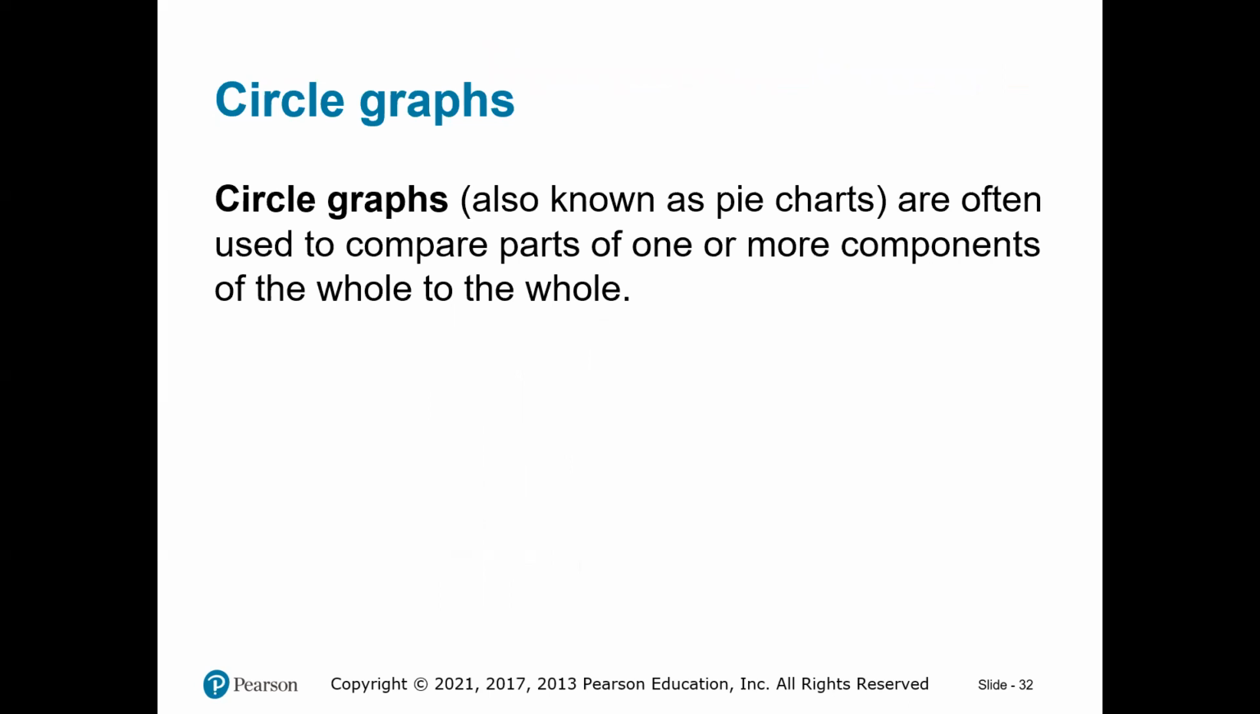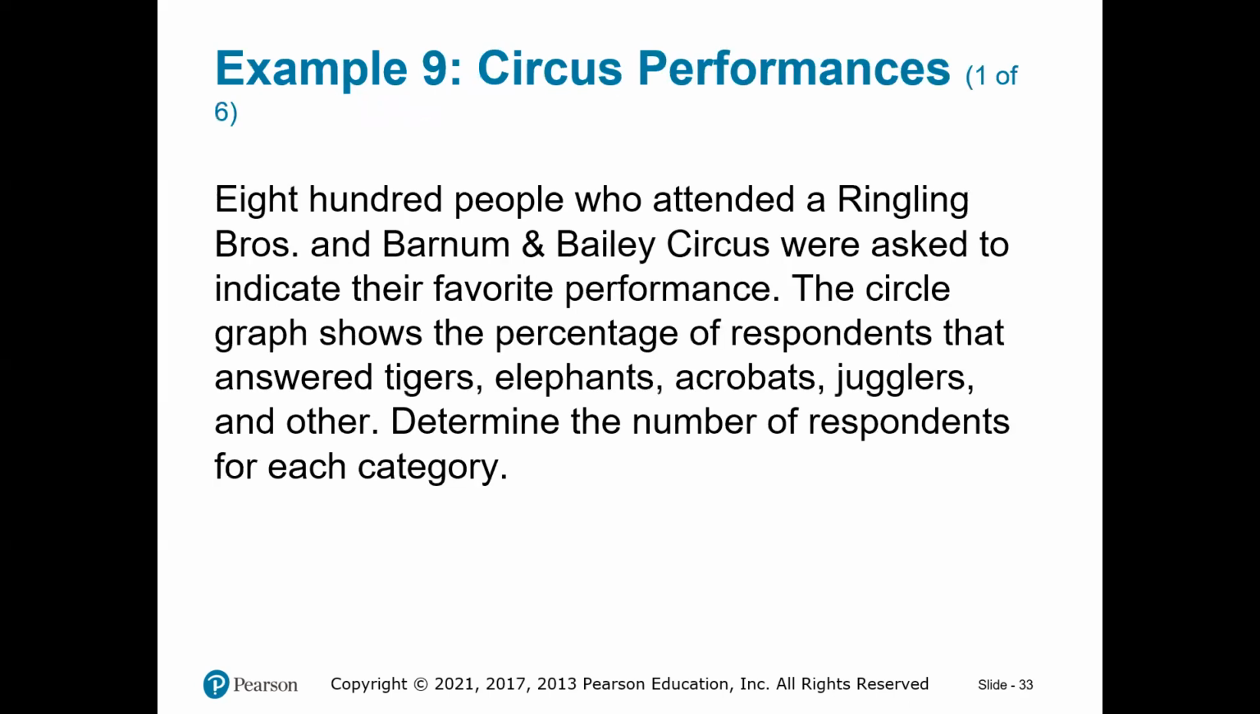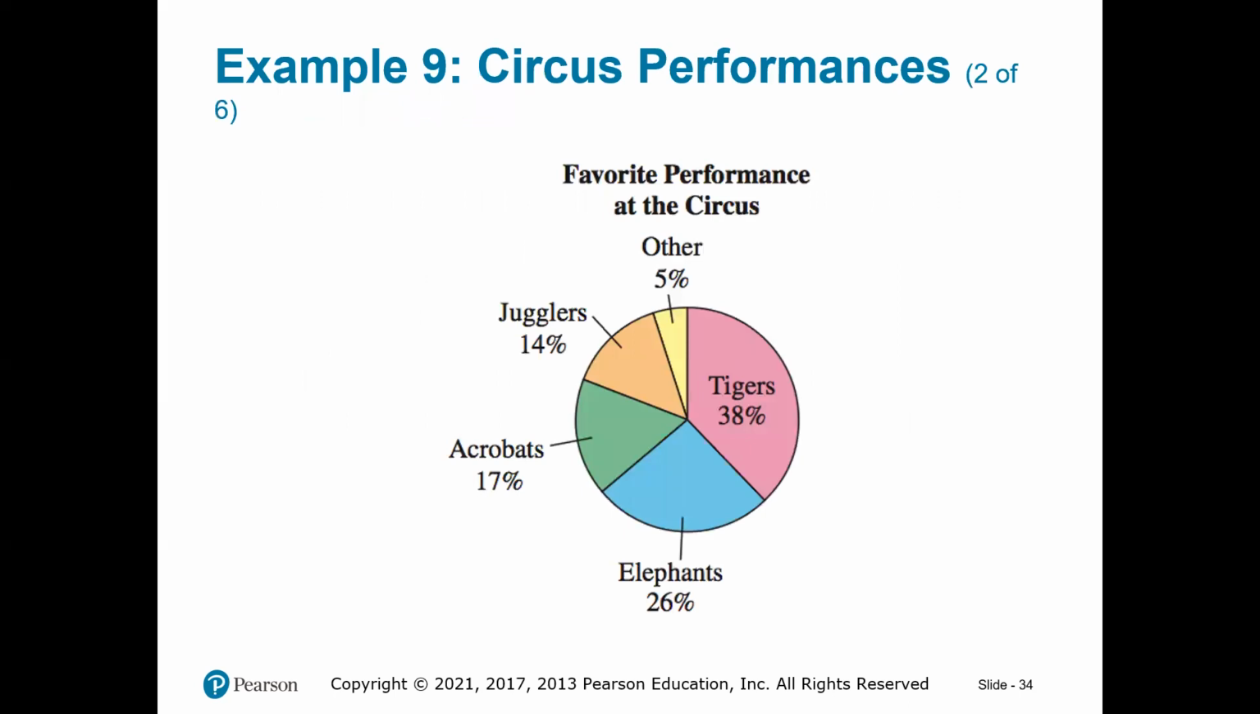Pie charts, sometimes called circle graphs, are often used to compare parts of the whole to the whole. So you want a portion of the graph compared with the whole graph. Here's an example: favorite performance at the circus. For example, say 38% of people love tigers in a circus, 26% liked the elephants, acrobats 17%, jugglers 14%, and the remaining 5%.